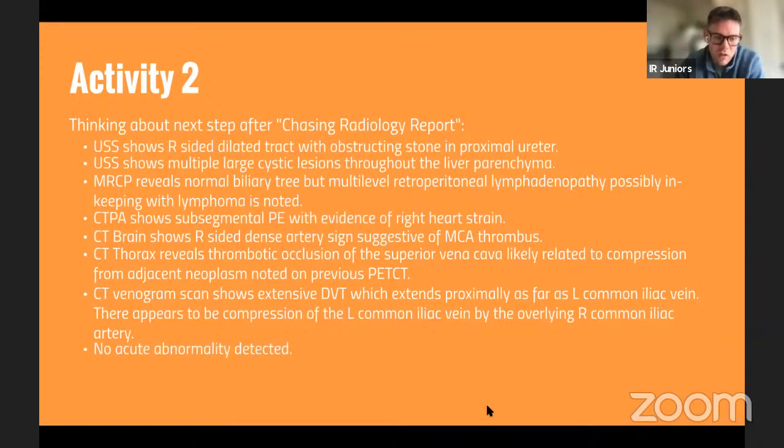And no acute abnormality detected. So that's another one you might think is important, but if the patient is unwell and the scan that's been done hasn't given a cause for that, then there may be a need to escalate and think about what else needs to be done for this patient. So if you're chasing radiology reports, it's not just a simple yes or no. You have to consider what's next.